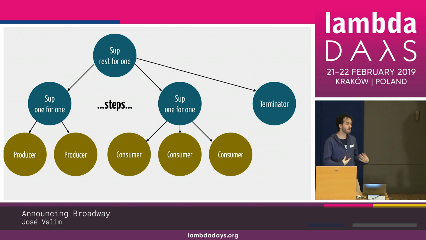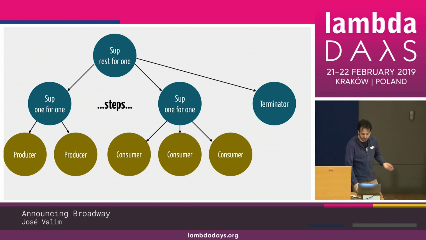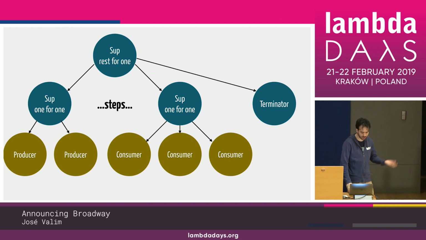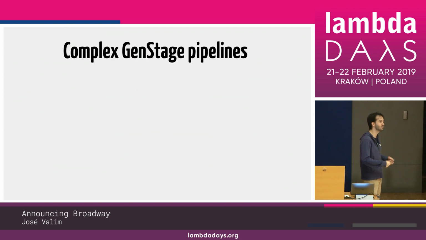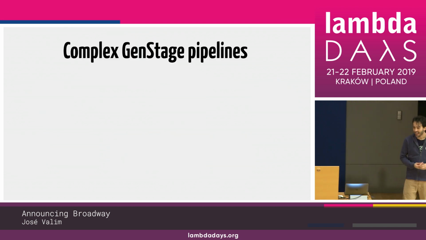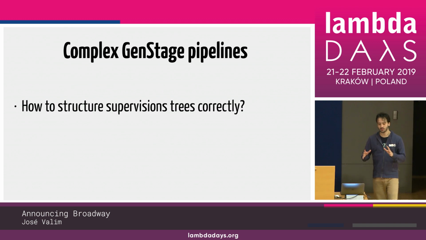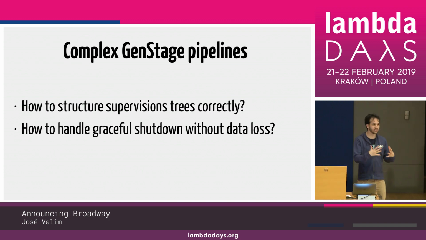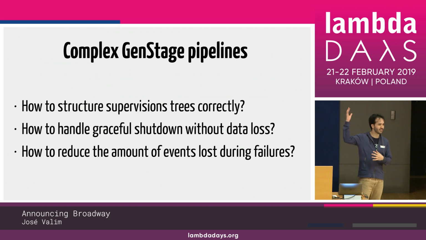So when we're talking about complex GenStage pipelines, there are a bunch of questions that we have to answer. How to structure supervision trees correctly? How to handle graceful shutdowns without data loss? How to reduce the amount of events lost during failures, right? But one thing that I also want to highlight is that if you're running GenStage in production today and you haven't asked those questions, there is no reason to panic, right?